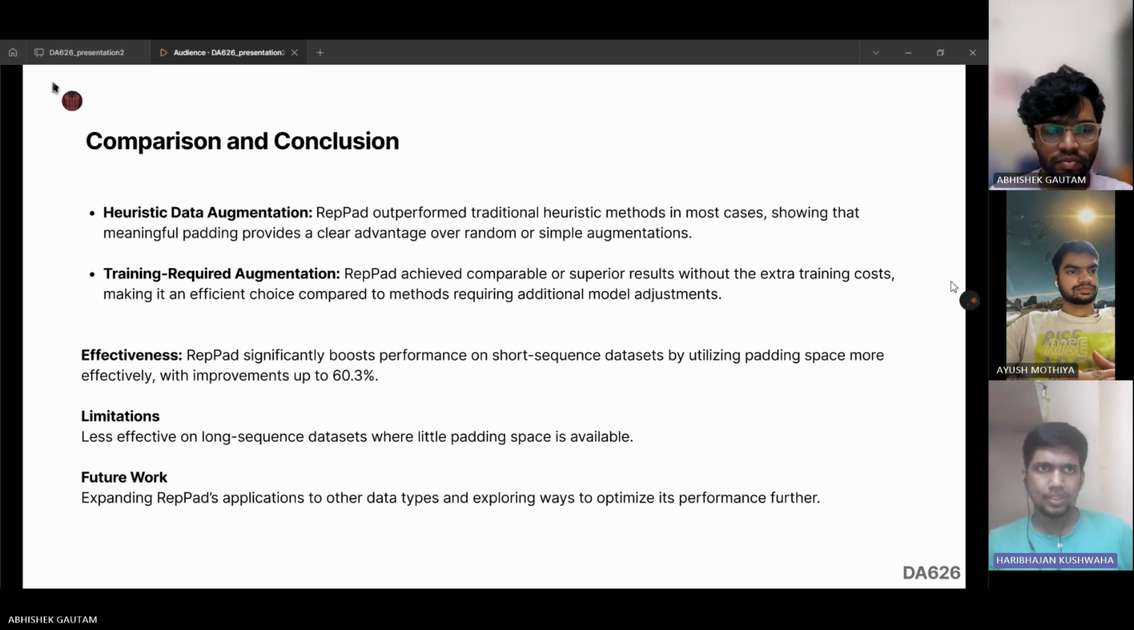So in conclusion, RepPad presents a novel and simple solution to improve the performance of sequential recommendation models, especially in cases involving short user interaction histories. Its ability to make better use of padding space sets it apart from traditional methods and offers a low-cost, high-reward approach to data augmentation in this field.